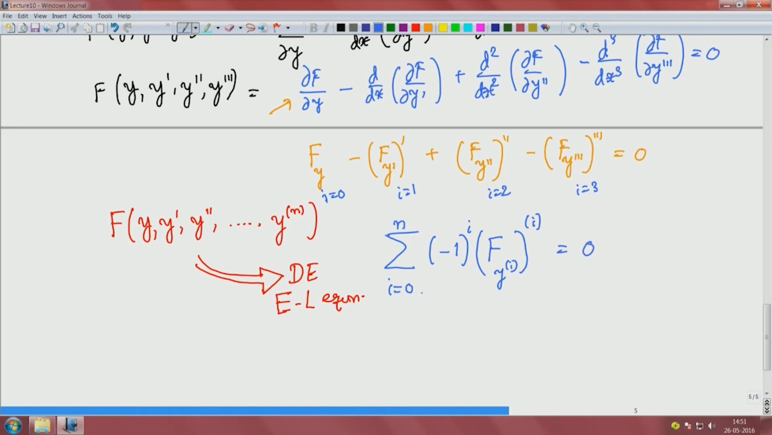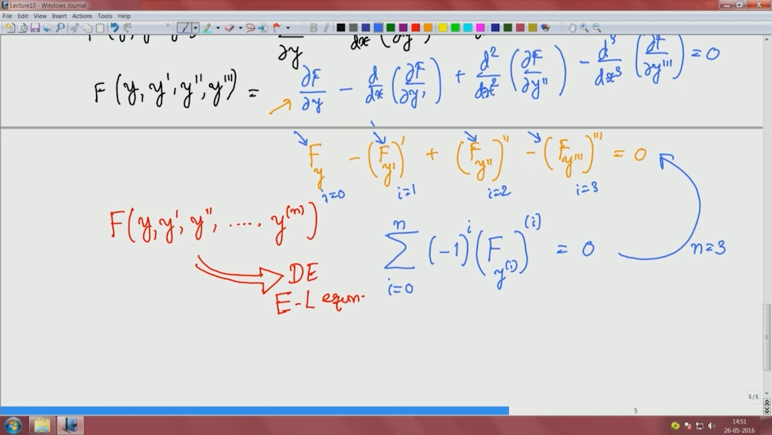If you take n equal to 3, then we get this. In this one, if I put n equal to 3, then I am going from 0, 1, 2, 3. So, I have the 0th term here, then the first term here, the second term here, and the third term there, and the signs are (-1) to the 0, which is positive, (-1) to the 1, negative, and then positive, and then negative.